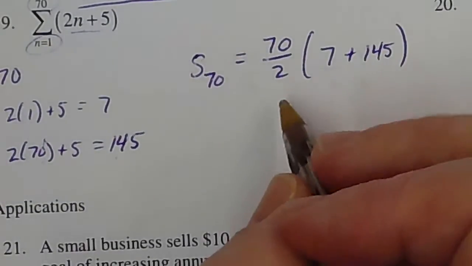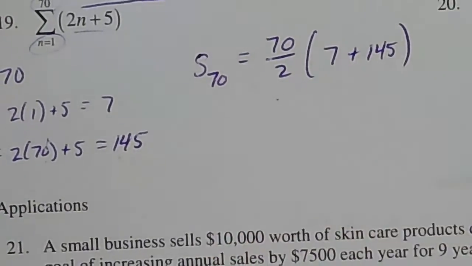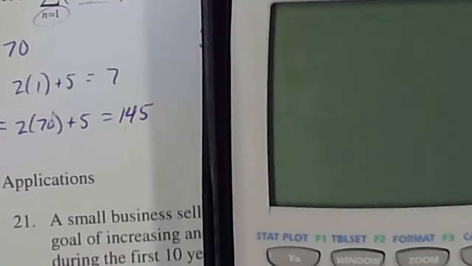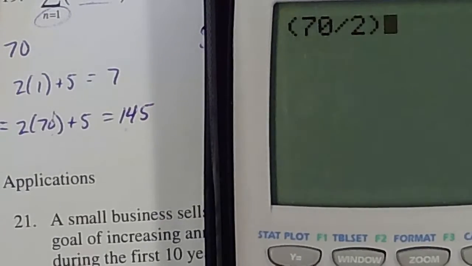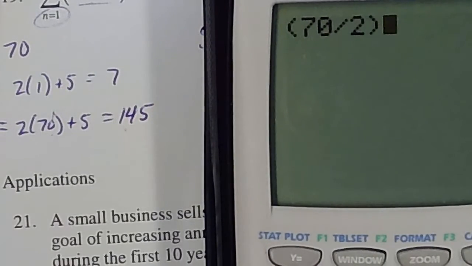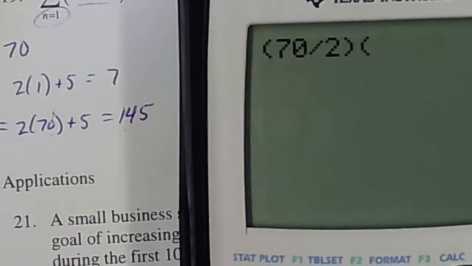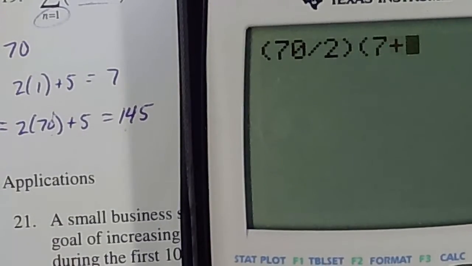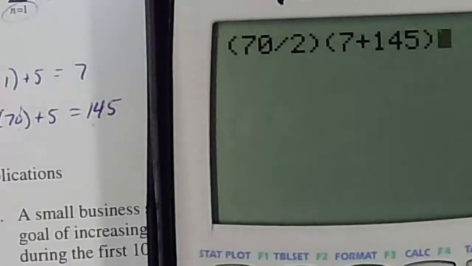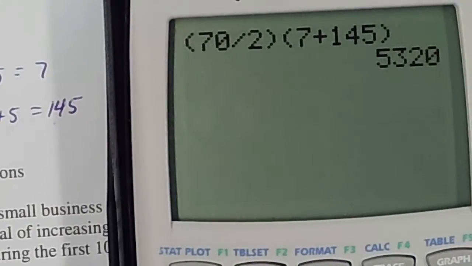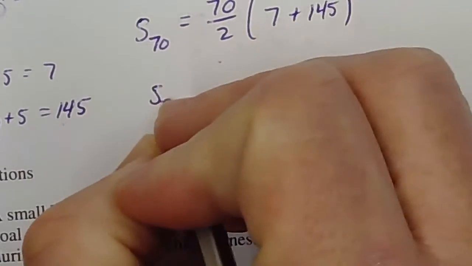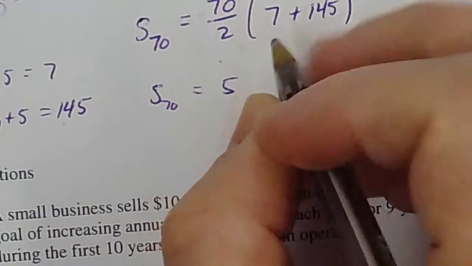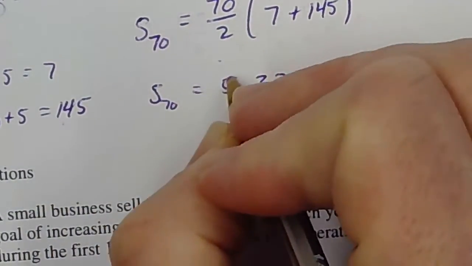I mean, you could simplify it and put the 35 times the 152 if you want, or you could just punch it in like this too. You could even do the 70 over 2, parentheses, and then put the next 7 plus 145. Okay, and we're going to get our answer. So S of 70 is 5,320.